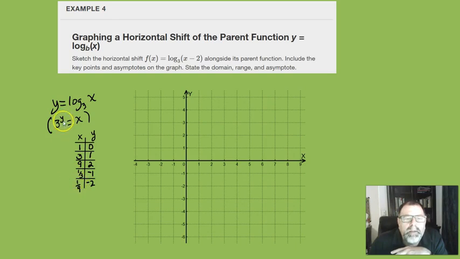Okay, so I'm just plugging it into the exponential form. This is not the inverse because I didn't switch the x and y. It's just 3 to the y equals x. So if I plot the parent function, 1, 0, 3, 1, I have a vertical asymptote.